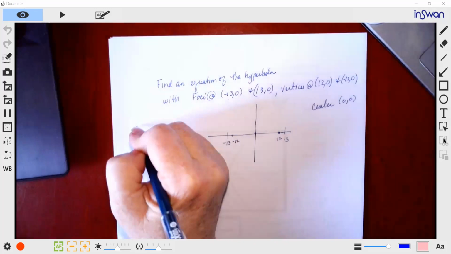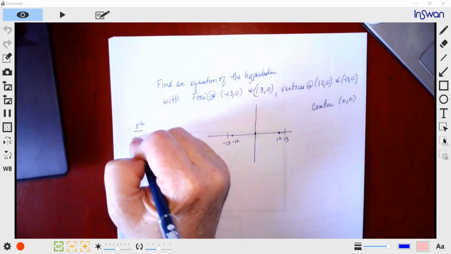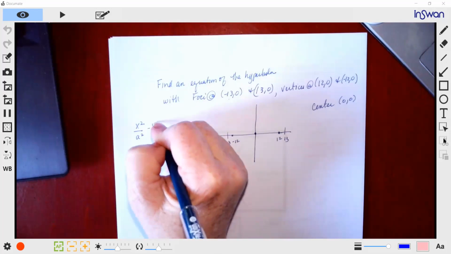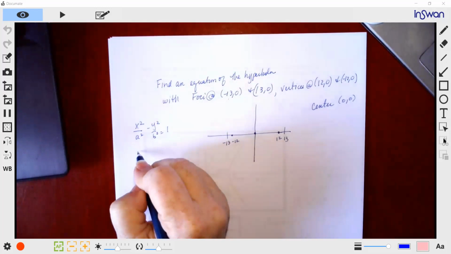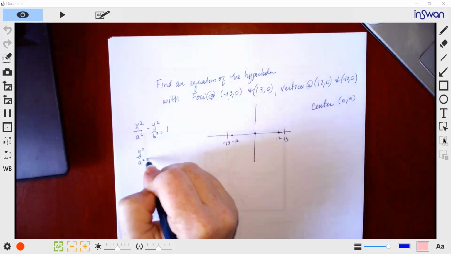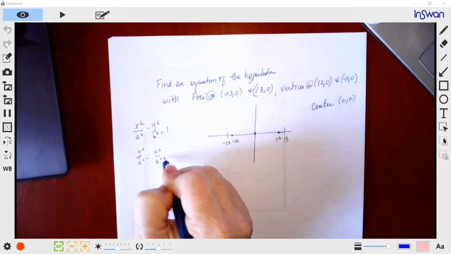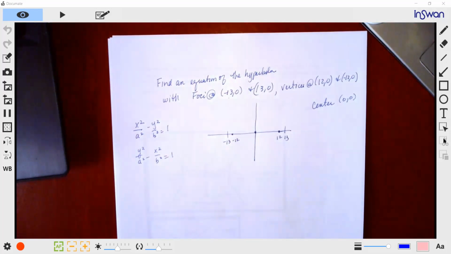So we either have something like x squared over a squared minus y squared over b squared equals 1, or we have something like y squared over a squared minus x squared over b squared equals 1. Which one do I have to have in this case?